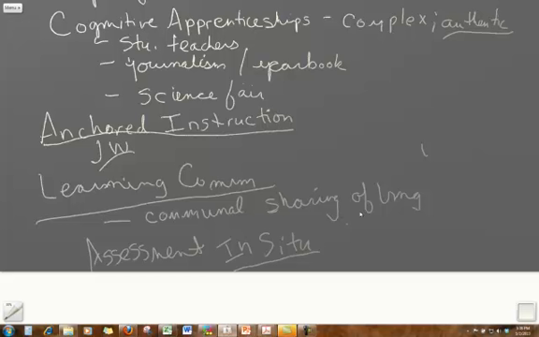Okay, so that's just a little bit of a highlight over some of the actual instructional practices of situated cognition, and I'd encourage you to read a little more carefully in your text and learn a little more about these things.